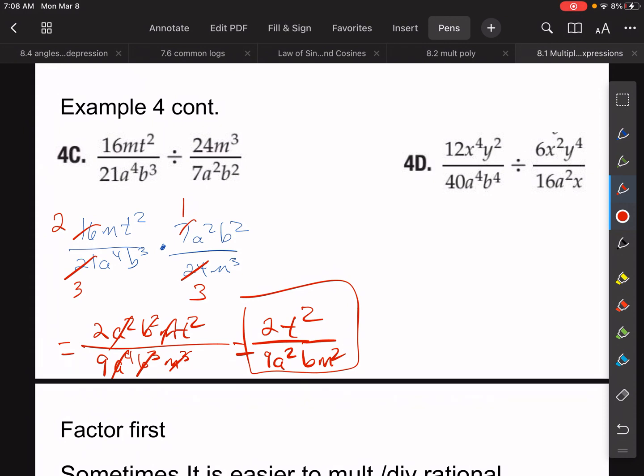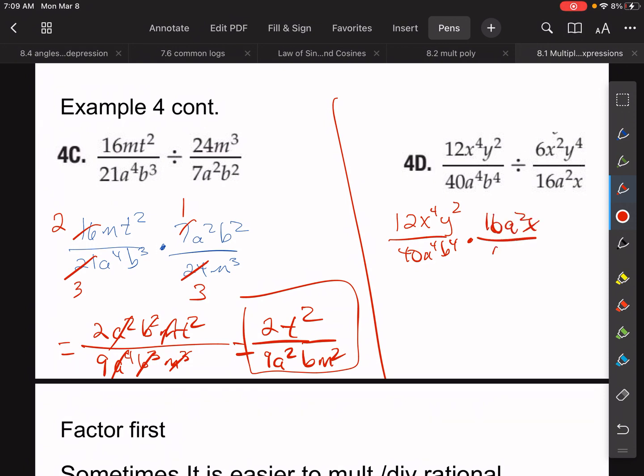Okay, for 4d, which you're going to do on your own, we're going to, again, flip it, right? Flip the second number and multiply. So times 16a squared x over 6x squared y to the fourth. Again, cross cancel these things. 8 goes into both, 2, 5. 6 goes into both, 1, 2.